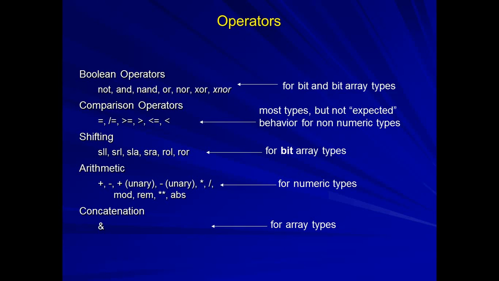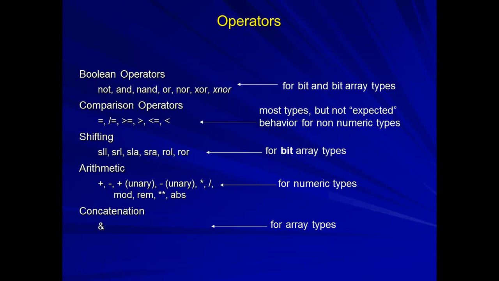To perform the Boolean operations, we use the Boolean operators. To perform the NOT operation, we can use the Boolean operator not. To perform the AND operation, we can use the operator AND. To perform the NAND operation, we can use the operator NAND. In a similar way, we can use the operators OR, NOR, XOR or XNOR. They are all of the type bit or bit array type, or you can say standard logic or standard logic vector types. This means we can perform single bit or vector bit operations.